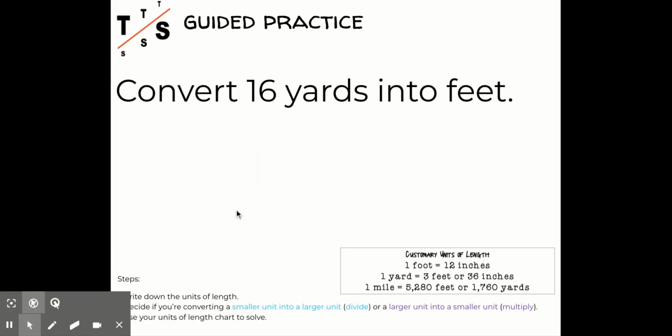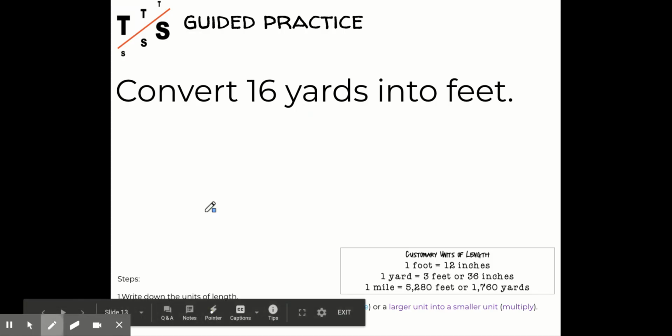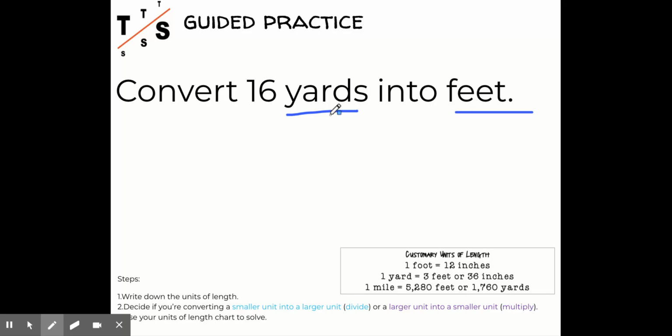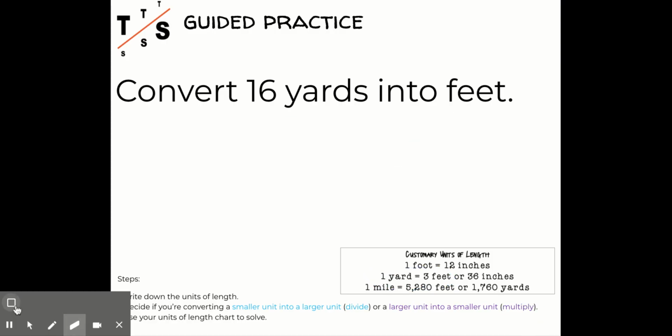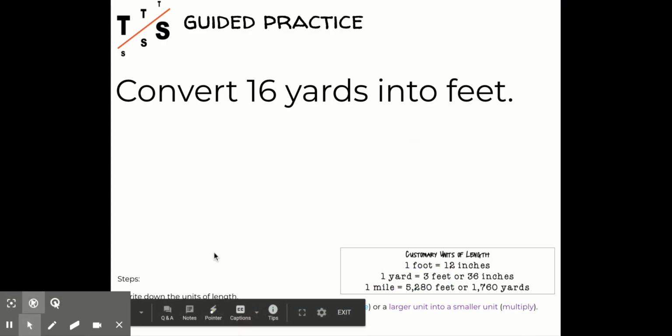Let's try the next one. 16 yards into feet. I'm going from yards to feet. So I'm going from a larger measurement to a smaller measurement, which means I'm going to be multiplying. If I look here, I know 1 yard equals 3 feet. So I'm going to be multiplying 16 yards times 3, which gives me 48. So 16 yards is equal to 48 feet.